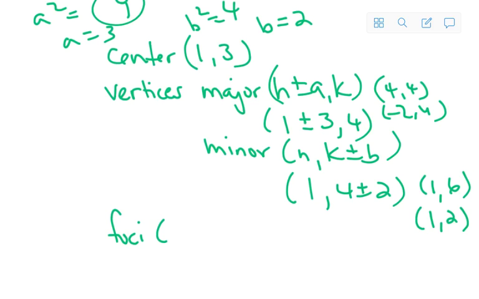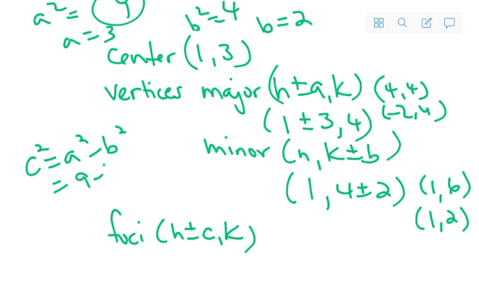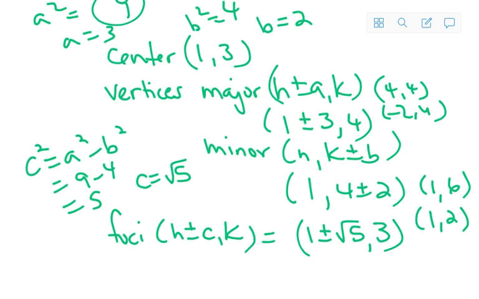The foci are going to be at (h plus or minus c, k), so I have to figure out what c is. c squared is a squared minus b squared, which is going to be 9 minus 4, or 5, so c is the square root of 5. So the foci are going to be at (1 plus or minus the square root of 5, 3), and you can pretty much leave the answer like that. Or you can write it as (1 plus the square root of 5, 3) and (1 minus the square root of 5, 3), but don't change it into a decimal.